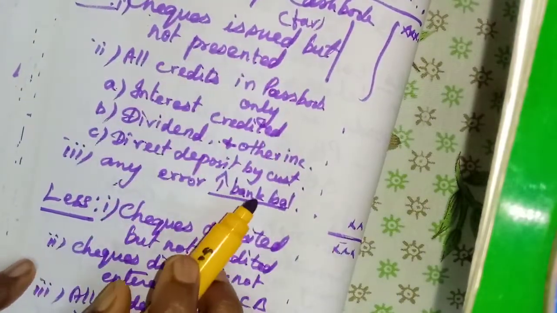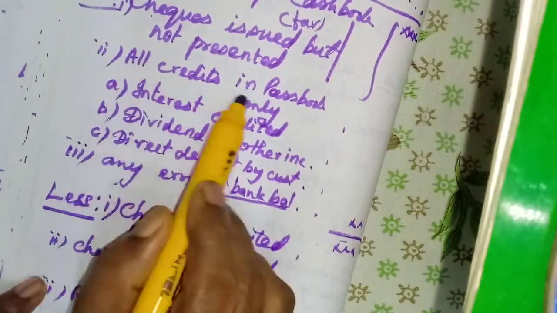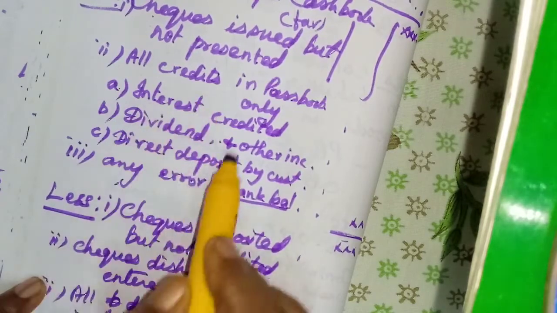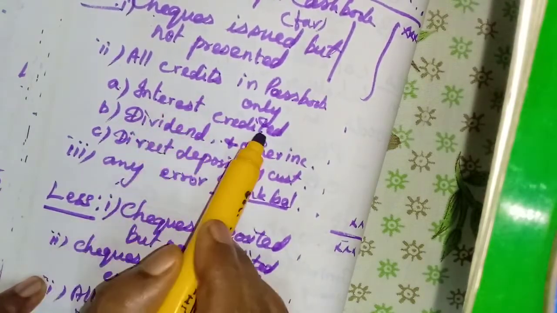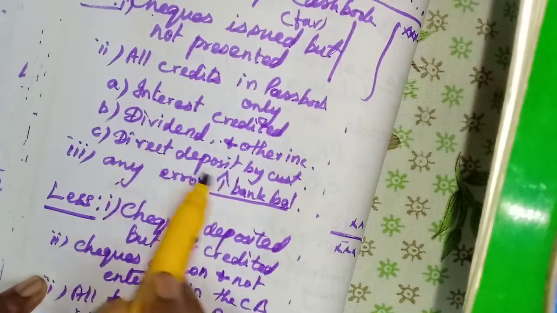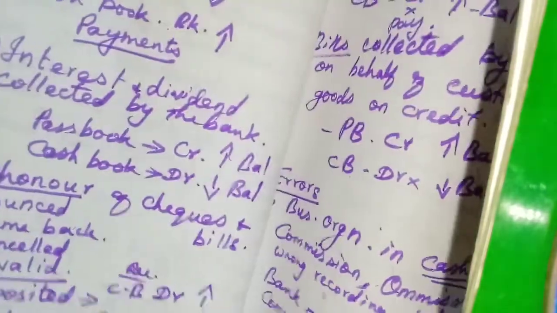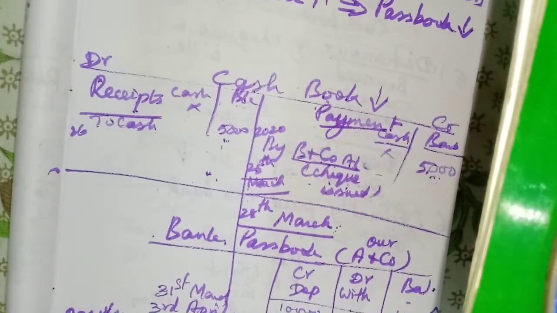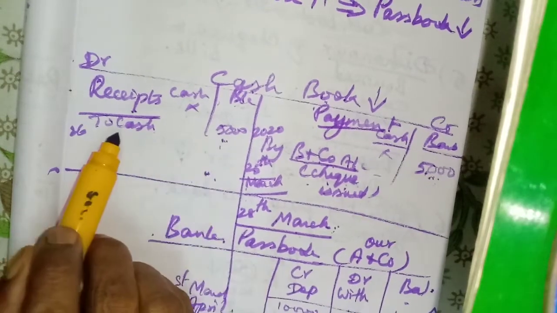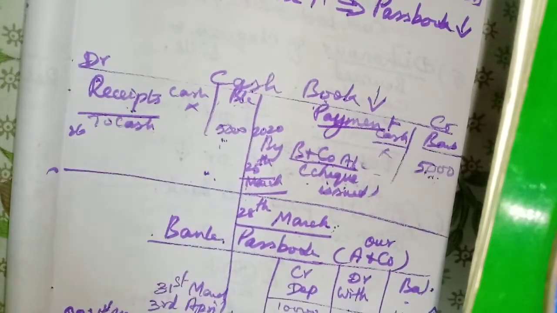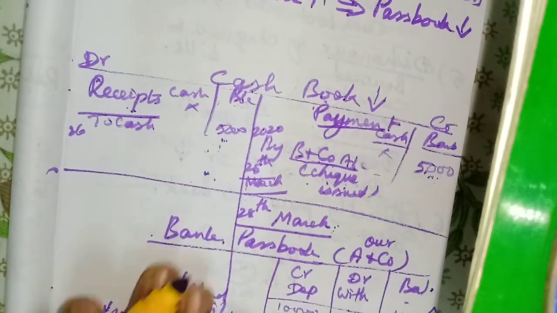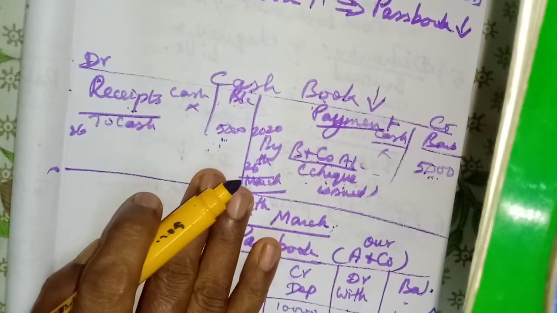So you take the model of the cash book and check all credits in the passbook only. All credit means what are these? All income, isn't it? Interest credited, dividend and other income, direct deposit by customer. All these, where we will enter in the cash book, we will enter in the debit side, isn't it? Direct deposit, so deposit means we will write in the receipt side. Whether we have written this one in the debit side, we have not written, isn't it? In the cash book we have not written.